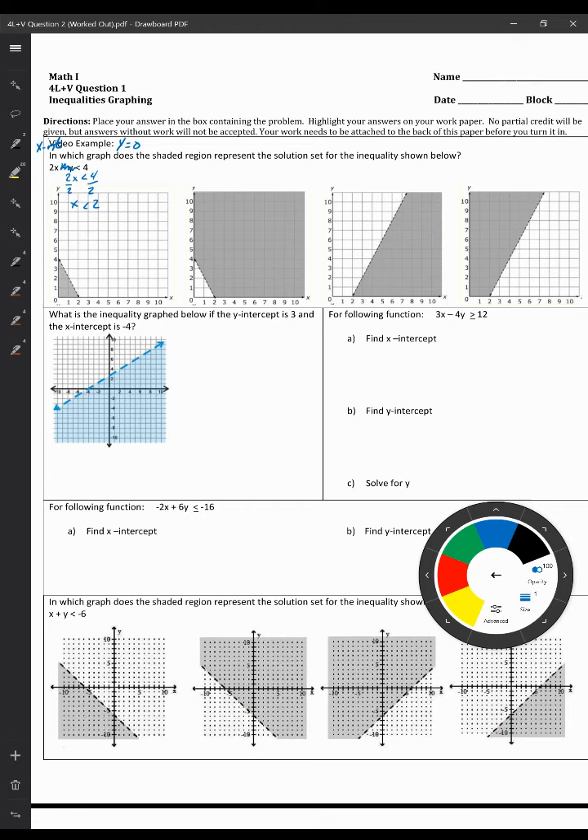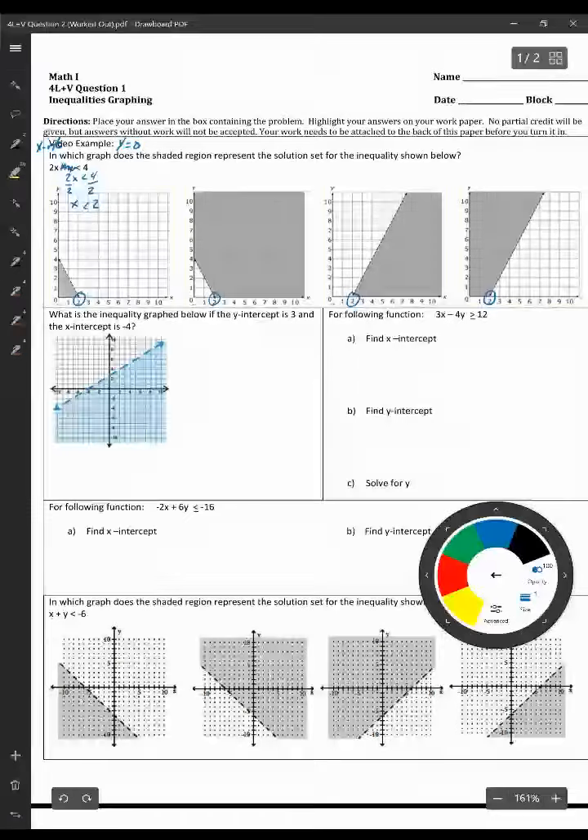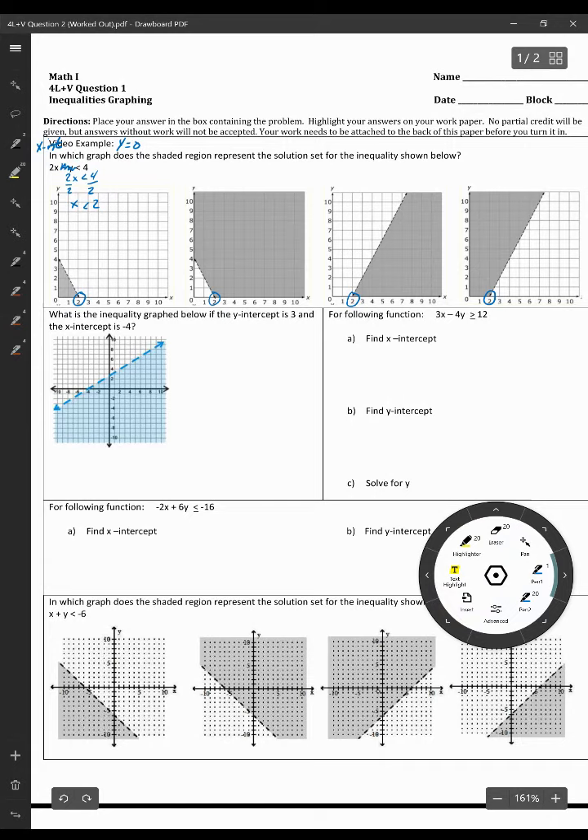I can look at all of these and tell that every single one has an x-intercept of 2. So that doesn't really help us eliminate anything. Now that we know how to find the x-intercept, let's find the y-intercept. I'm going to delete that work to have more room.